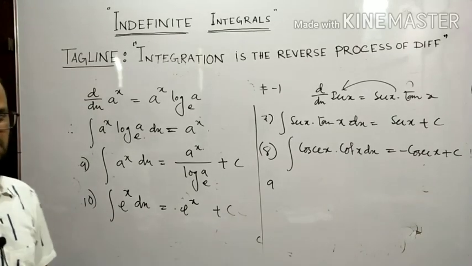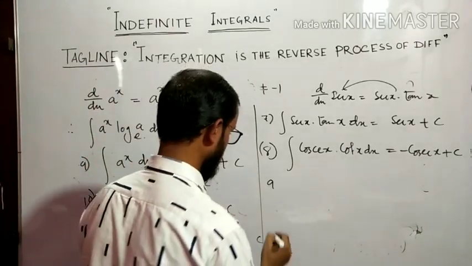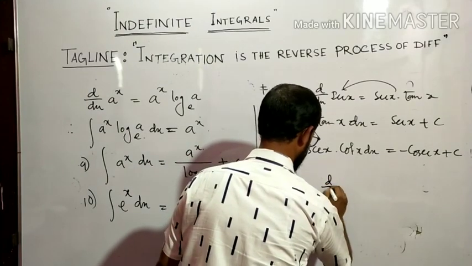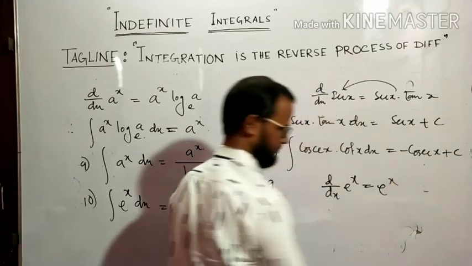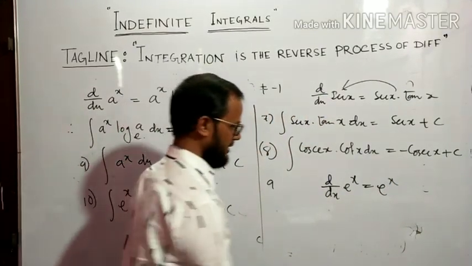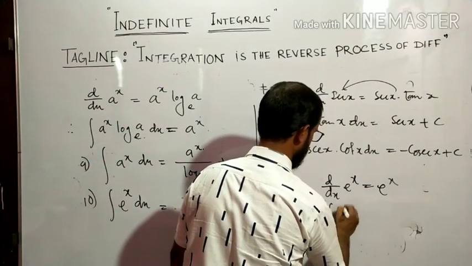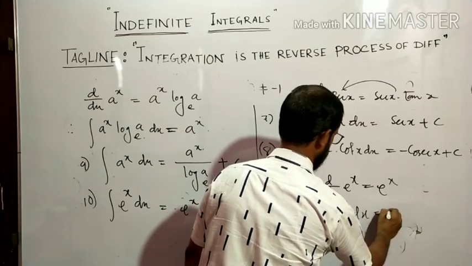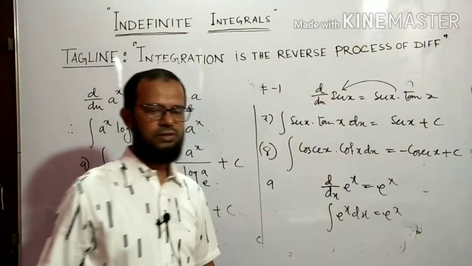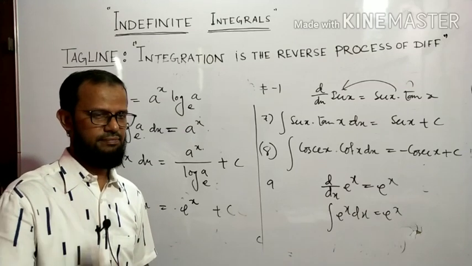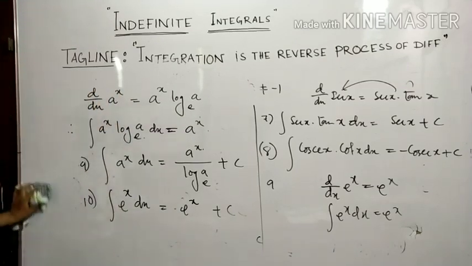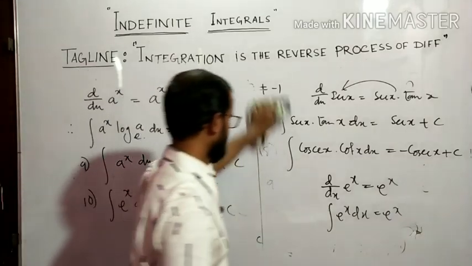Very, very interesting thing is this: this is a particular function, the exponential function. d/dx of e to the power x is equal to e to the power x, and integration e to the power x dx is again e to the power x. So this is a particular function whose differentiation and integration are the same.